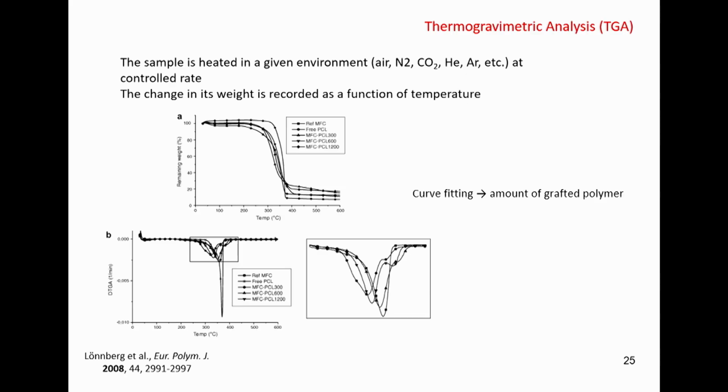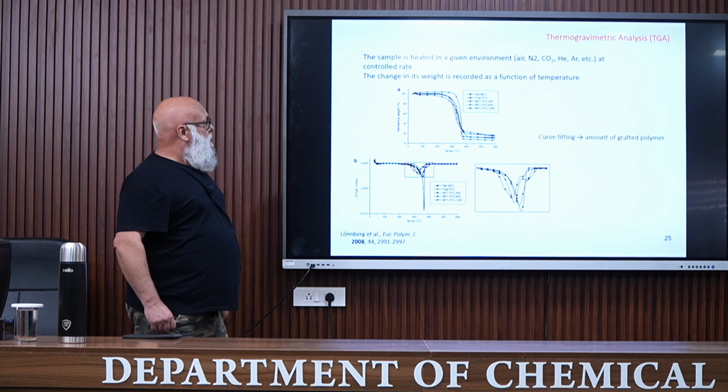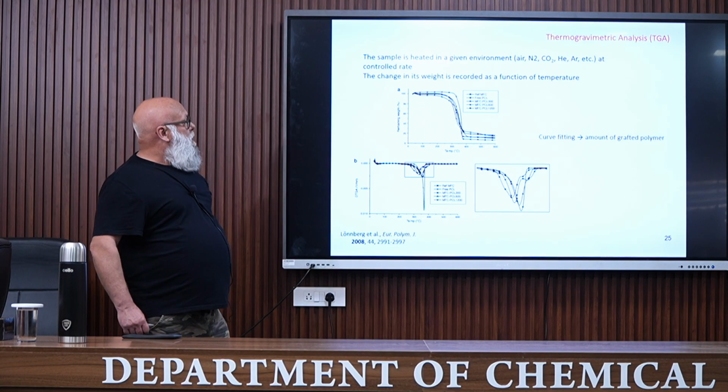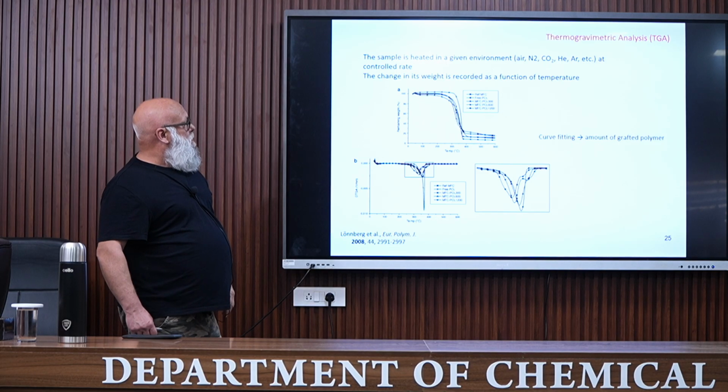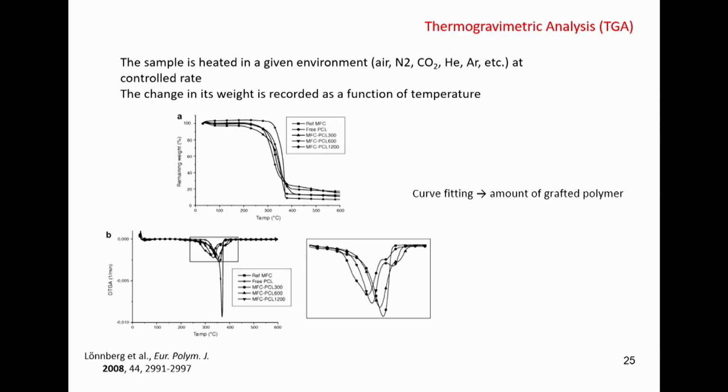Thermogravimetric analysis. It's not really a technique which is used to determine the grafting efficiency. It's more used to determine the thermal stability of a material. In this experiment, the sample is heated in a given environment, so it can be air, nitrogen, carbon dioxide, helium, argon, etc., at a controlled rate. Usually we start from room temperature and it is heated up to 600 degrees to completely degrade the material.